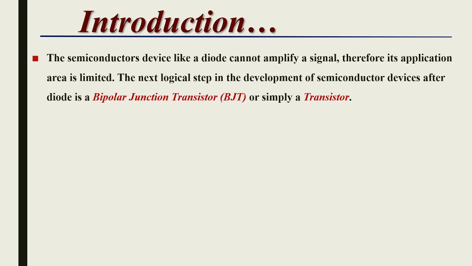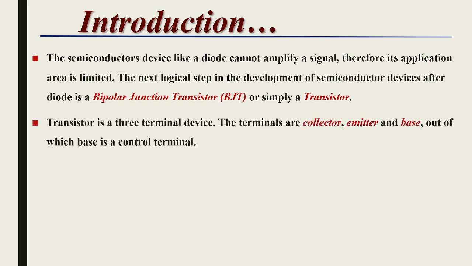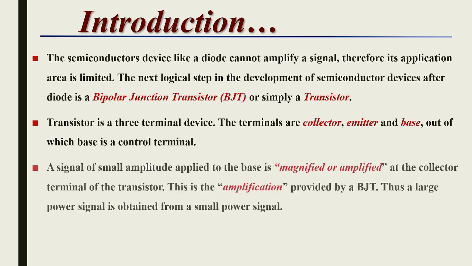So the next logical step in the development of semiconductor devices after diode is a bipolar junction transistor, that is nothing but the BJT, or simply a transistor. Transistor is a three-terminal device. The terminals are collector, emitter and base, out of which base is a control terminal.